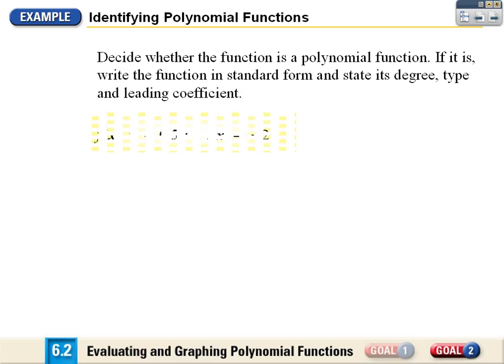Yes, it is. It is because it follows the rules. Each of the coefficients, including the constant, is a real number. It could be a square root. It could be pi. It just can't have an i in it. And then the only powers of x we see are whole numbers, so it's fine.